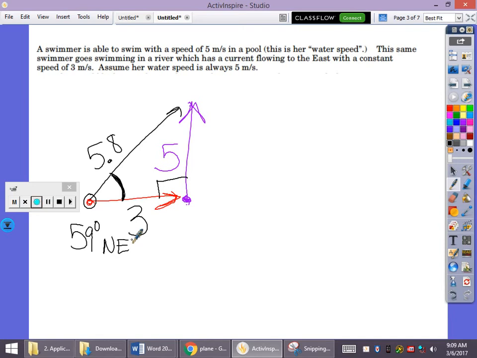Okay, so I'm trying to find this angle. So opposite adjacent. So tan inverse 5/3. Sorry, and this question didn't ask for it. That was an extra step. My fault.